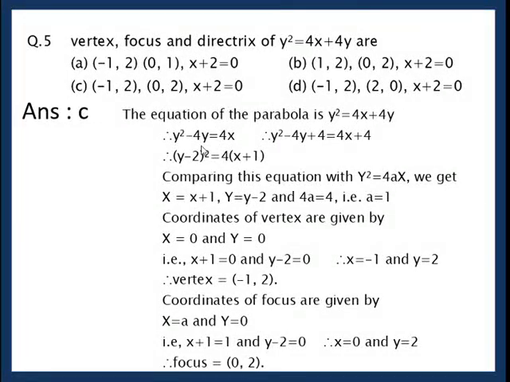Now, y square minus 4y equal to 4x. This can be square of y minus 2 provided we add 4 on both the sides. So this becomes (y minus 2) bracket square equal to 4 into (x plus 1). Compare this with Y square equal to 4aX. So what is capital X? Small x plus 1, capital Y is y minus 2, and 4a is 4, so a is 1.